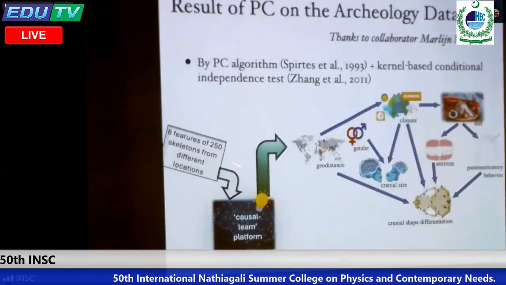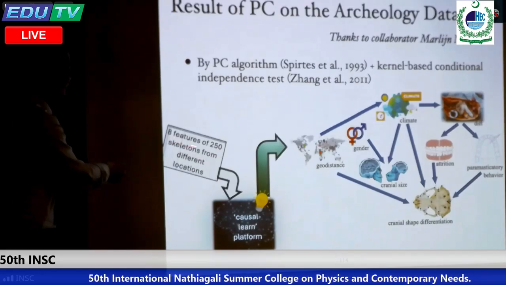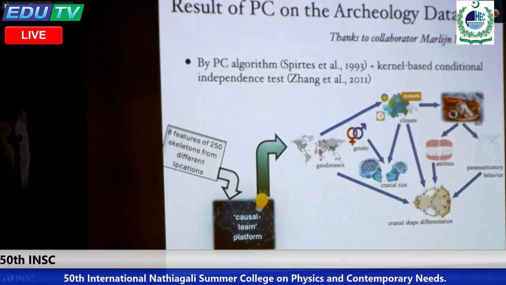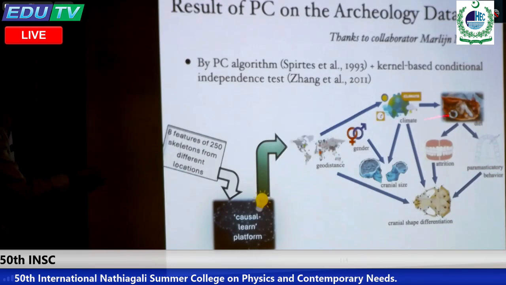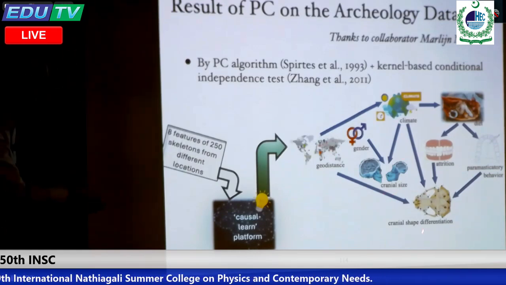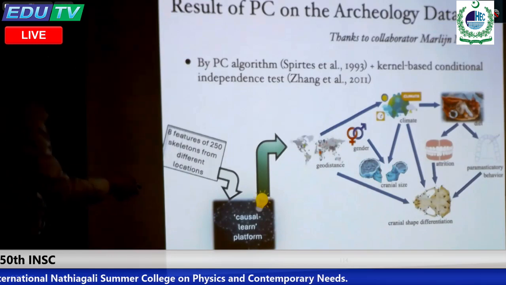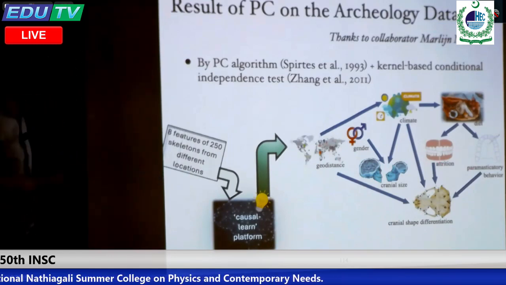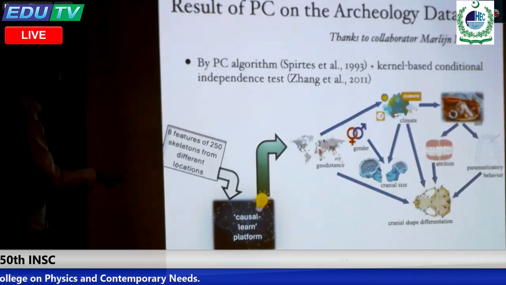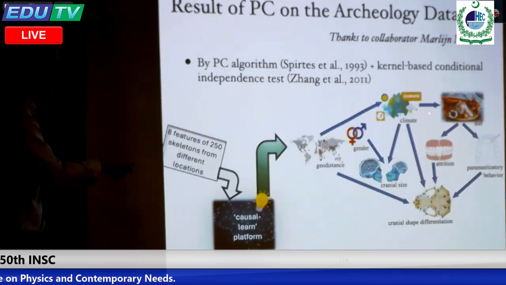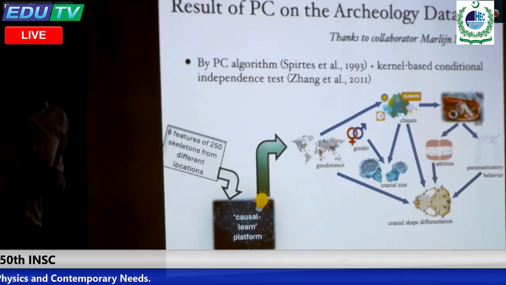Okay, so here you can see with the causal-learn package we developed, with this data set as the input, this is the result. This is geodistance, basically geographical location, and climate, diet, gender, cranial size, how big it is, and cranial shape differentiation, the shape right here, and attrition in teeth, and some other behavior. So now you can see just from data, you can really discover the underlying causal relations between those features. First of all, geodistance is the root cause. You can verify that. And then it causes the climate, and that causes diet regarding what you can eat, and finally causes the cranial shape differentiation.